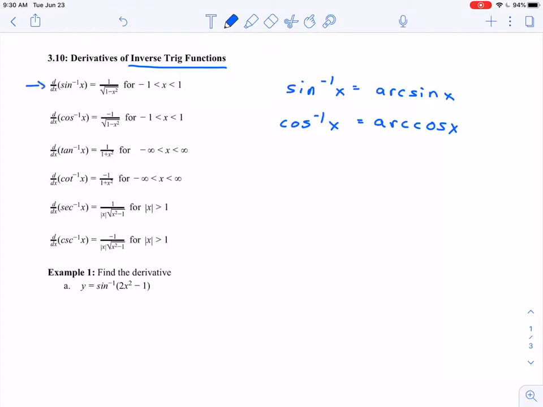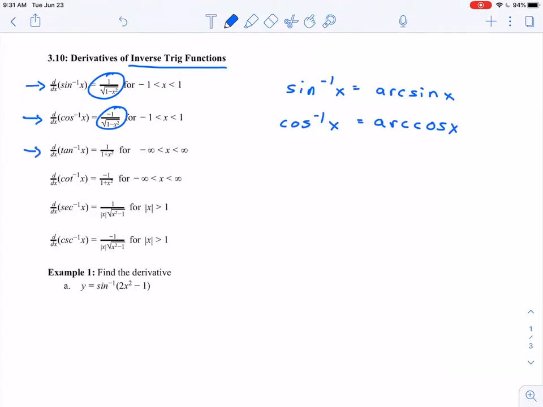Notice that the derivatives of sine inverse of x and cosine inverse of x are almost identical here, 1 over square root of 1 minus x squared and -1 over square root of 1 minus x squared. So we see that they're only off by a factor of -1. The only difference is that negative sign right there in the derivative of cosine inverse of x. And we'll notice a similar pattern for the other pairs as well.